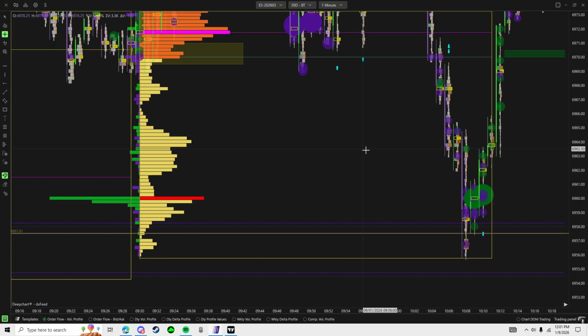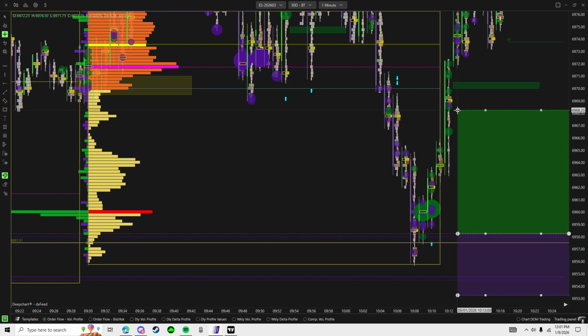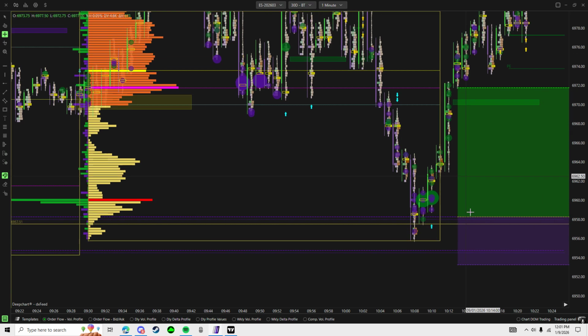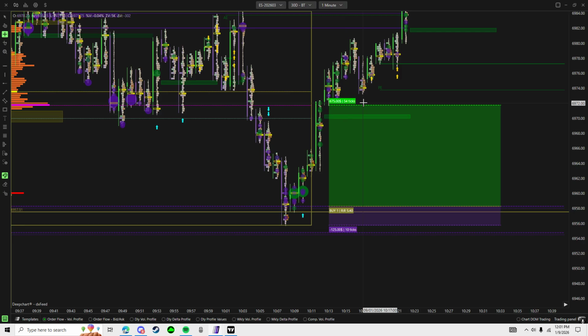Little bit of a mistake from my end, right? But it's a 1 to 3 RR. In reality, had I held this, I think the best spot that I could have taken profit at would have been the POC, 71.75. And you can see that would have been, let's see, that would have been a 5 RR.